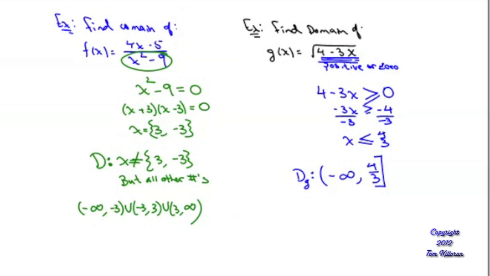All right, how about something a little more complex? Let's call it h of x is equal to x plus 1 over the square root of x plus 2.